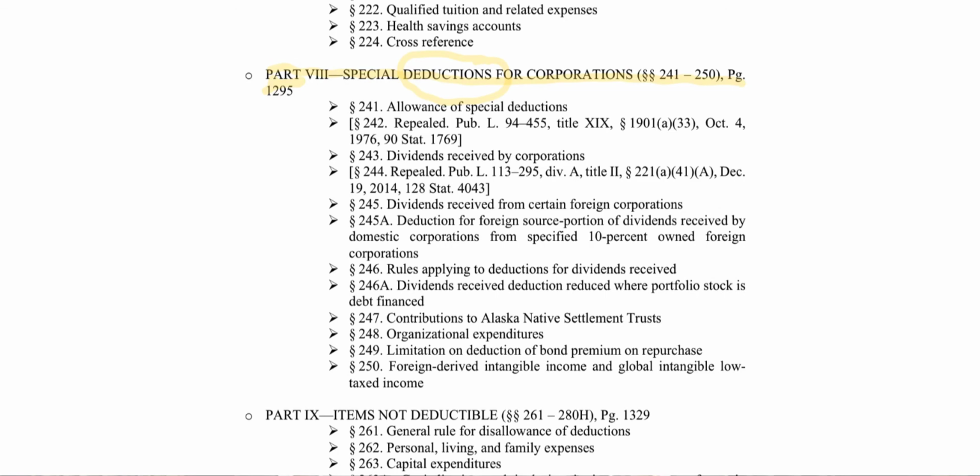248, organizational expenditures. That seems interesting. Organizational expenditures, so that could be to organize the business. Let's go ahead and look at that. If we don't see anything that applies, we would then go to subchapter C and subchapter S. Let's go ahead and take a look at section 248.